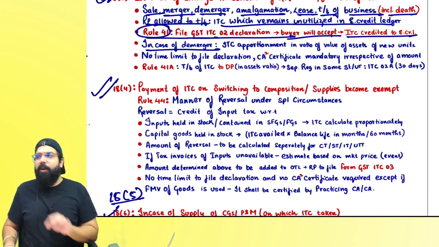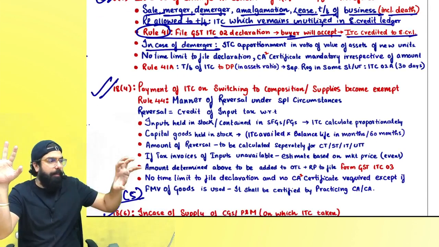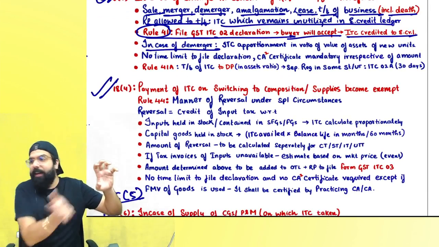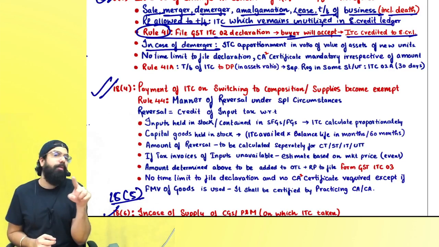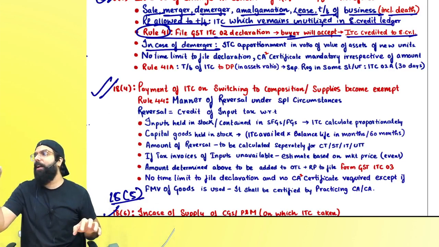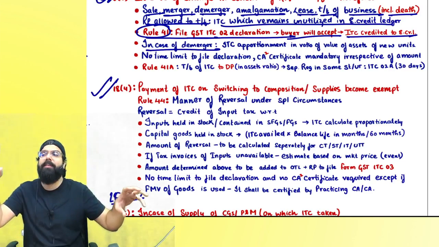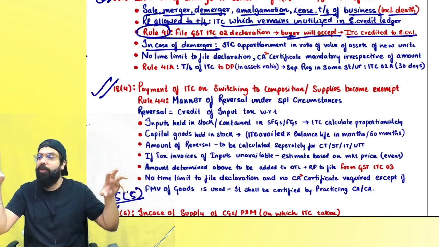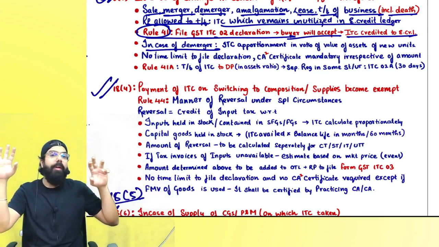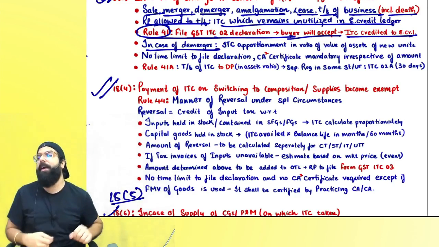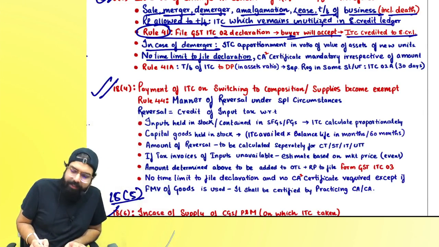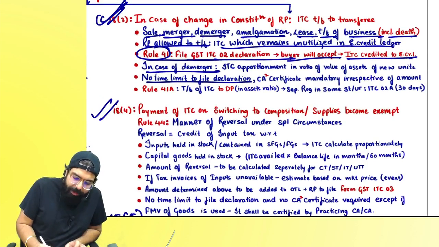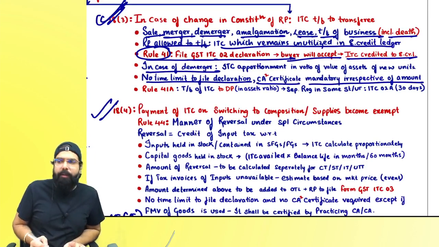In case of demerger, always remember, if you are a big unit and you have demerged a small unit, then how much will you transfer? You have to transfer the credit in the ratio of the assets. You kept 800 crore of assets, and 200 crore of assets you demerged and gave to the demerged unit. In that scenario, your credit should be apportioned in the ratio of 8:2. Then, there is no time limit to file the declaration, which is ITC-02, but a chartered accountant or cost accountant certificate is mandatory irrespective of the amount.